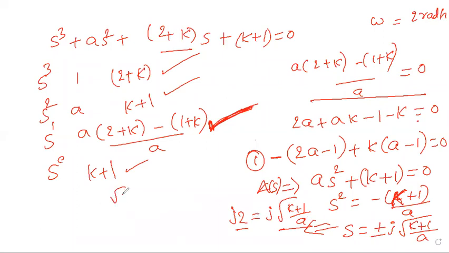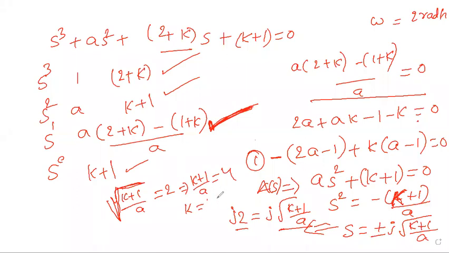Tell me, square root of (k plus 1) by a equal to? 2. Square root of (k plus 1) by a equal to 2. So what is (k plus 1) by a from this? 4. So from this, what is k? What is k? 4a square minus 1.